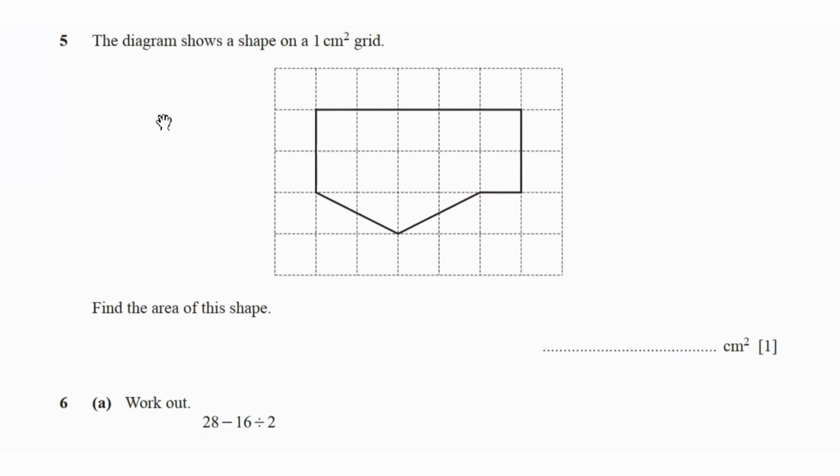Question 5 says the diagram shows a shape on a 1 centimeter square grid. Find the area of this shape. Let's count the full squares first. 1, 2, 3, 4, 5, 6, 7, 8, 9, 10. Now the remaining squares, this can be added with this. So 10, 11, and this together, so that's 12. So we have an area of 12 centimeters square for this shape.